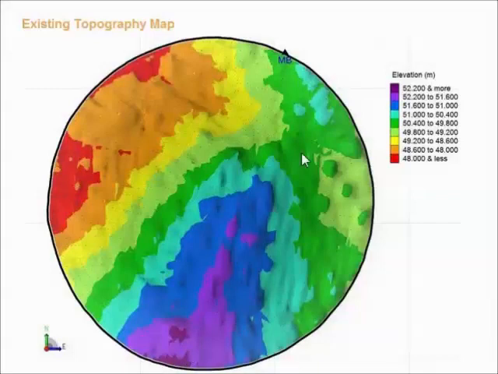Now here's the existing topography. There's a high ridge that runs along this direction here, falls off either side. This colour scheme on the legend here is actually different to all the other maps you'll see from OptiSurface. We actually switched this around to have red up the top and blues down the bottom.